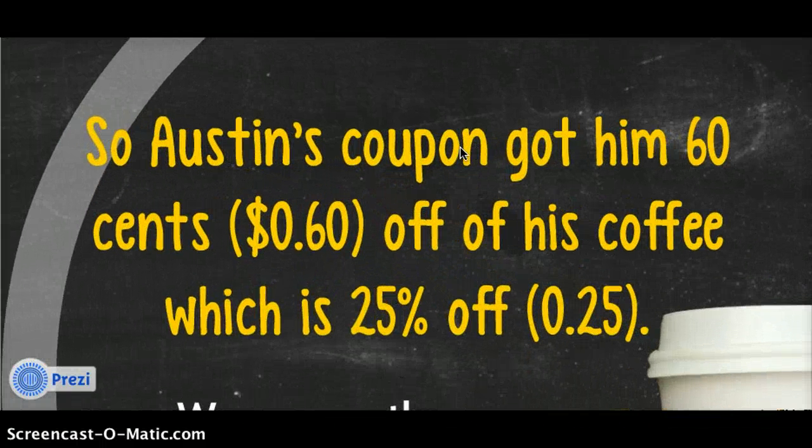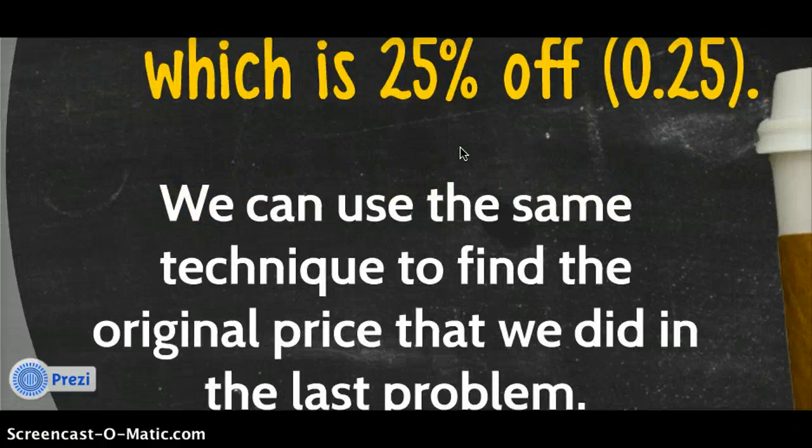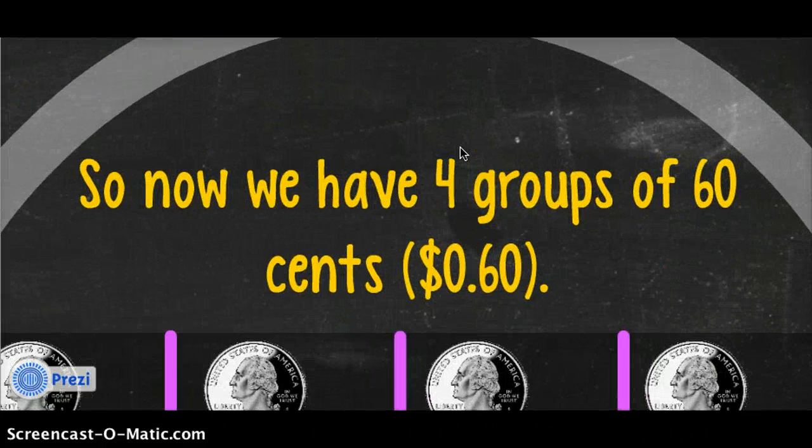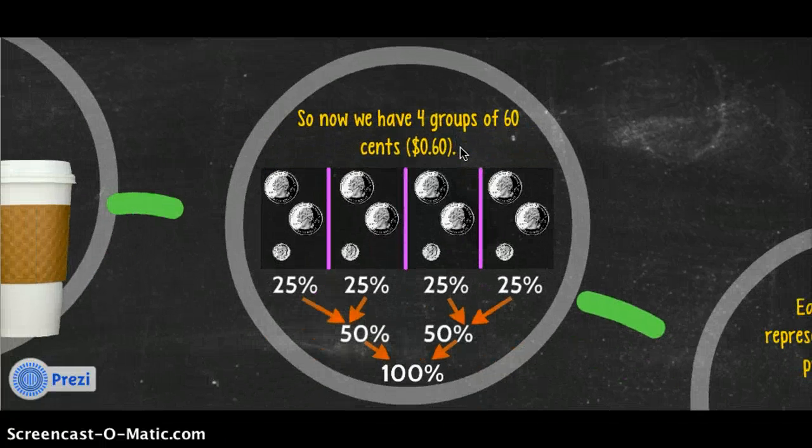So Austin's coupon gets him 60 cents off of his coffee, which is 25% off. We can use the same technique to find the original price that we did in the last problem. So we have 4 groups of 60 cents right here. So this is our group 1, 25, 50, 60, 25, 50, 60. And each of these groups represents 25% of what the coffee cost.